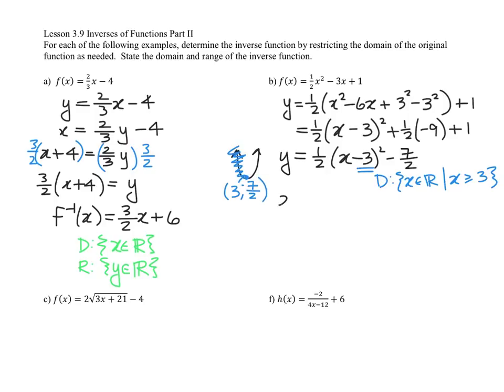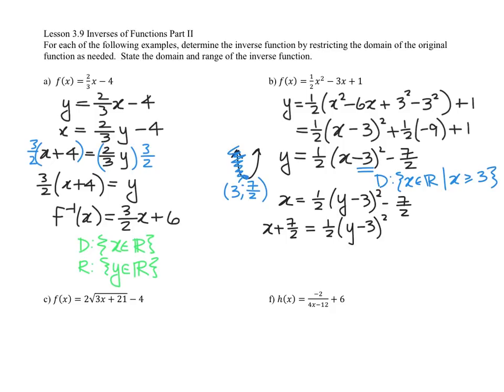So now that we have this, we can work on getting the inverse. We have x and y switch places, like so. And now we work on isolating for the new y. So first I'm going to add 7 over 2 to both sides.